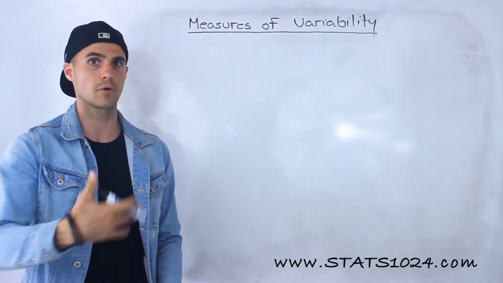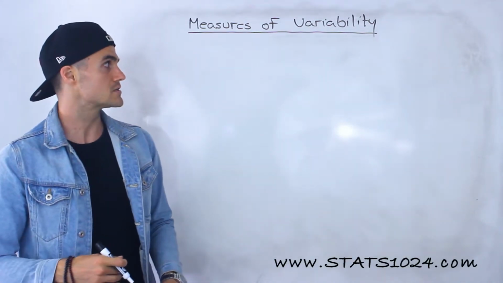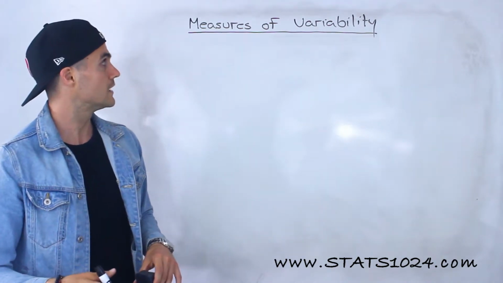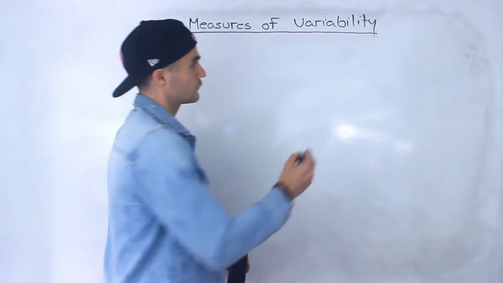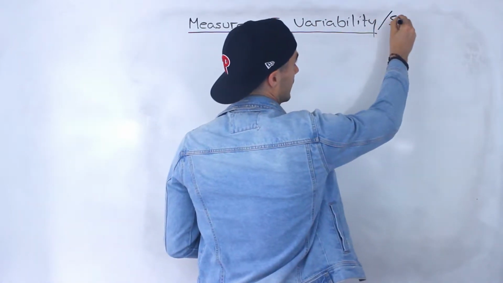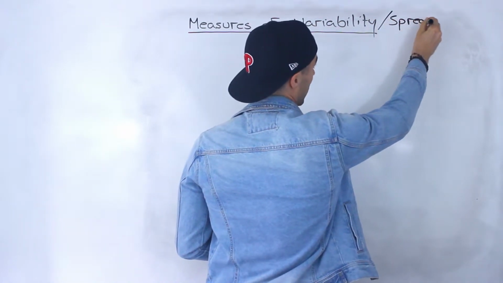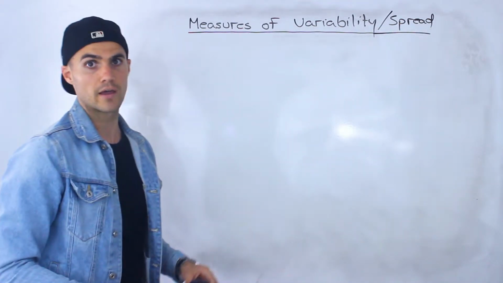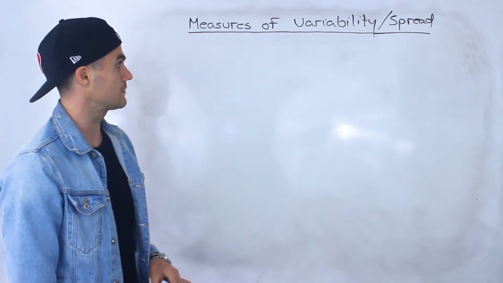In this video, what we're going to talk about is measures of variability. We're actually going to talk about it over the next couple of videos. So this video is going to be more of an introduction, kind of an overview. Another word for variability you may see in certain textbooks is spread. So measures of variability and measures of spread both mean the same thing.